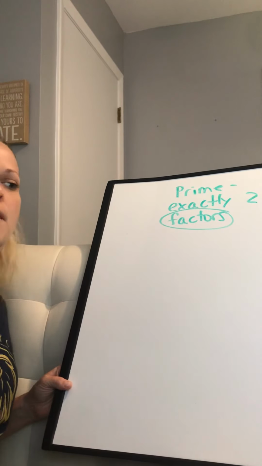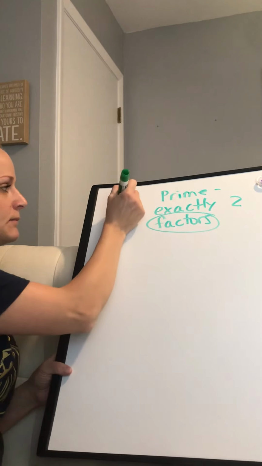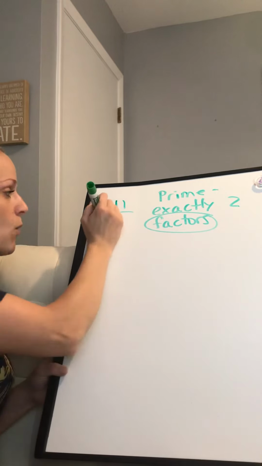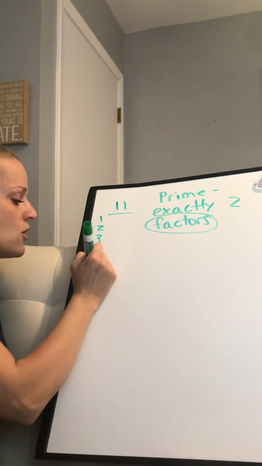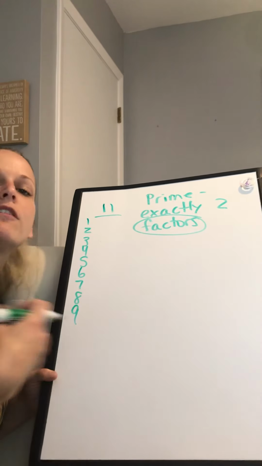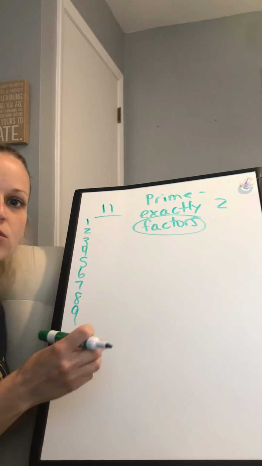So let's take the number 11. Okay, let's make our chart 1 through 9, because remember, when we want to know if a number is prime or composite, we're finding factors. Okay, so we're kind of doing 2 things at once.